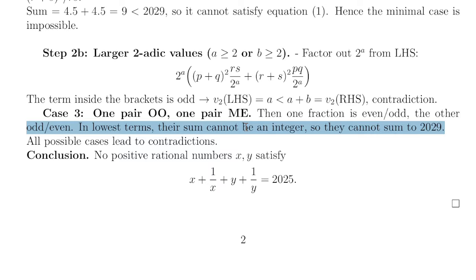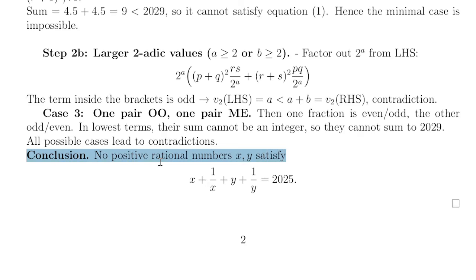One pair odd-odd, one pair mixed. Then one fraction is even by odd, the other is odd by even. This is a mixed one, and this is an odd one. So we have even by odd and odd by even. If you try to take that, you will get an odd term in the numerator, because even squared plus odd squared is even plus odd, that is odd, divided by an even denominator, because even into odd. So it cannot be an integer, because in the denominator you have an even term and in the numerator you have an odd term. So clearly it is not possible. So it's a contradiction. No positive rational numbers therefore satisfy, and we have concluded it here. So that is the solution for this problem.